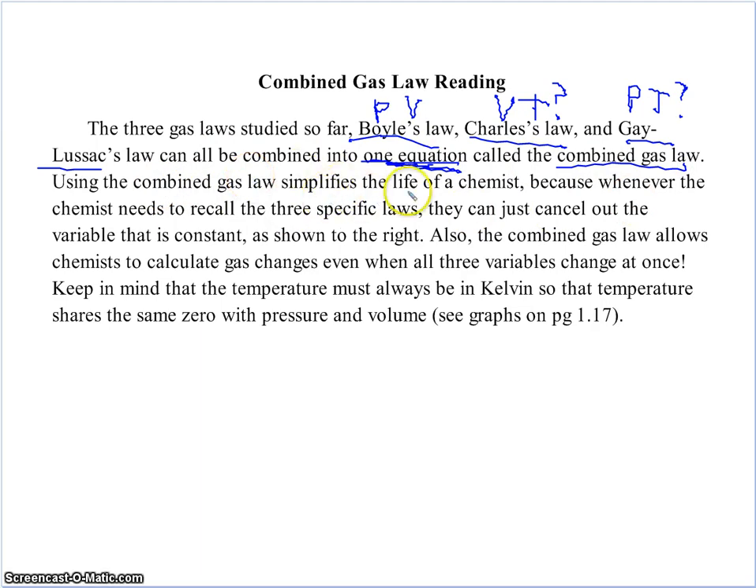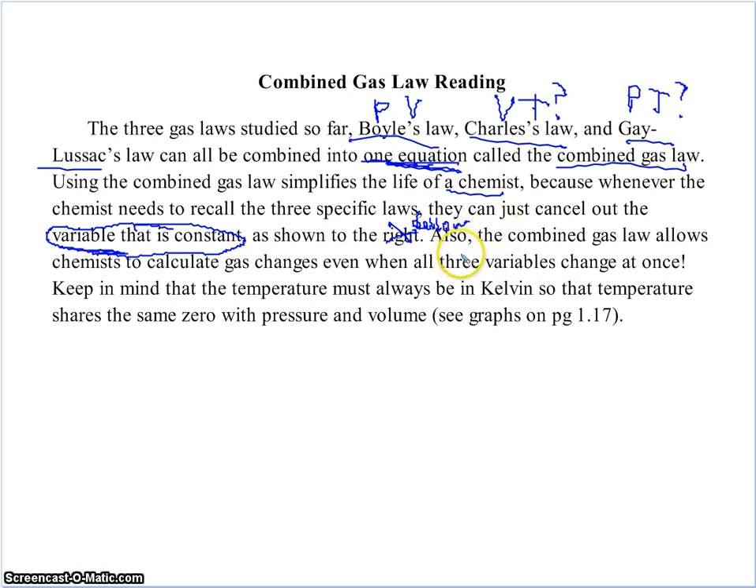Using the combined gas law simplifies the life of a chemist. Well, that makes sense, because there's only one equation. Whenever the chemist needs to recall the three specific laws, they can just cancel out the variable that is constant, as shown to the right. To the right? What? The variable that is constant is what you cancel out. That sounds really important. This is actually below.